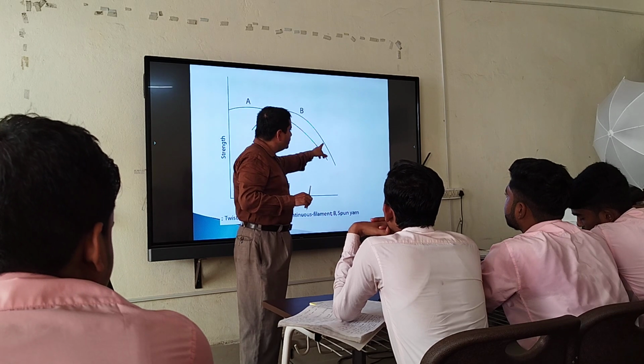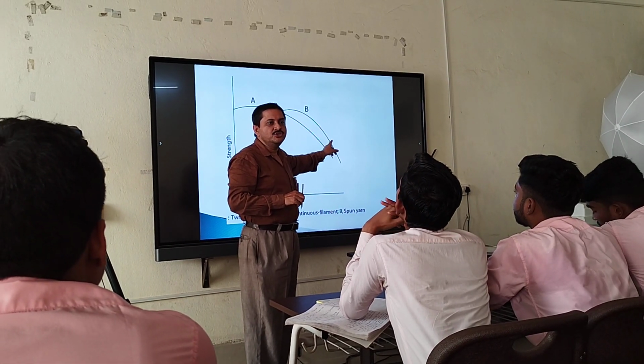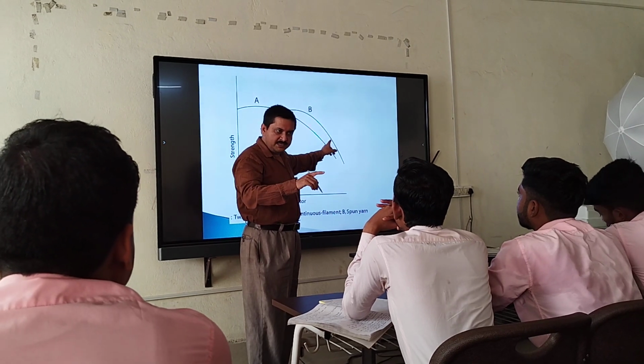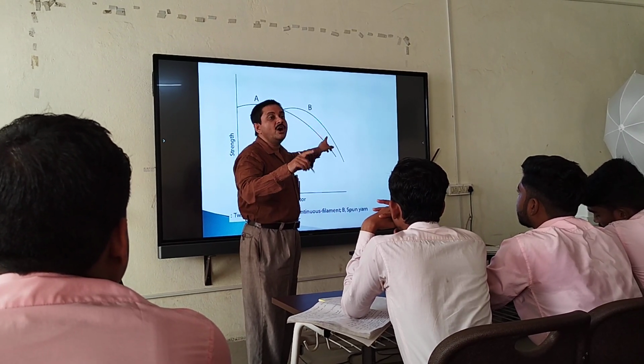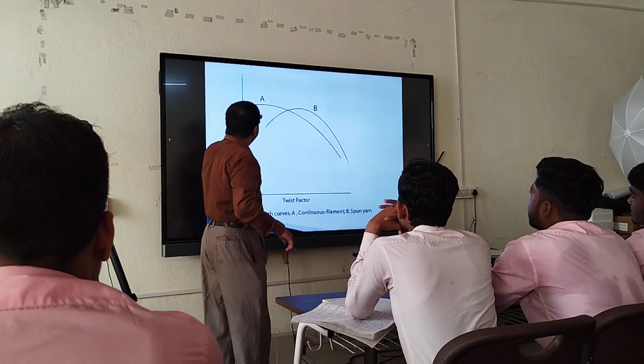So after the optimum twist factor level, the reduction of the tensile strength of yarn is, number one, due to rupture of surface fibers, and number two, due to the obliquity. Clear?